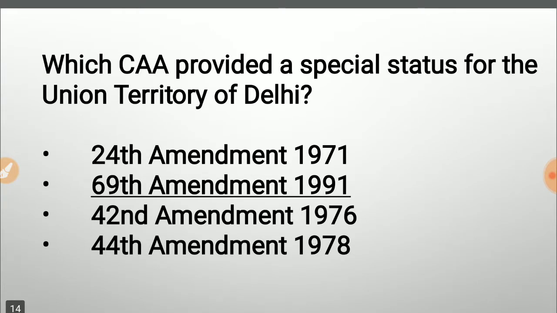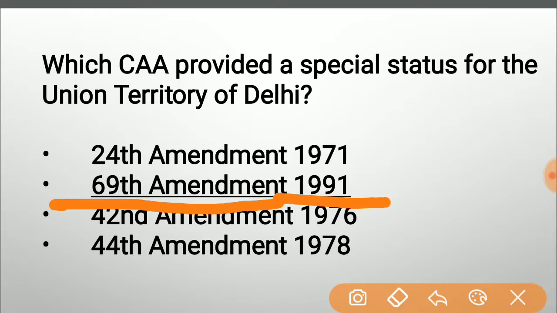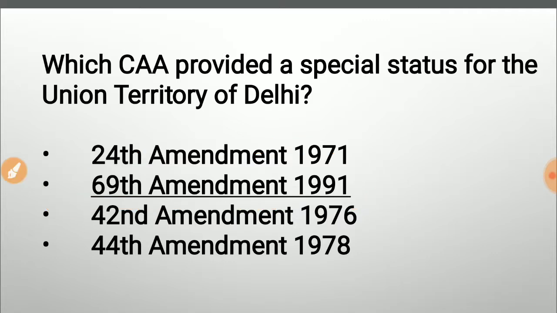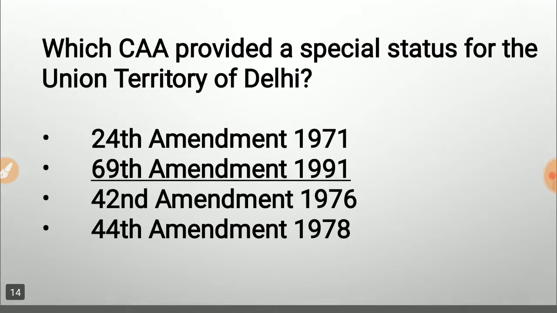Moving on, which Constitutional Amendment Act, CAA here is the Constitutional Amendment Act, provided a special status for the Union Territory of Delhi? So this is the 69th Amendment 1991. Many state government exams, state public service commission exams, they ask these kind of questions.